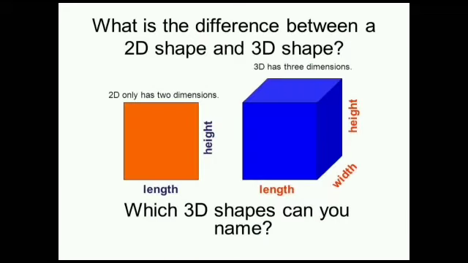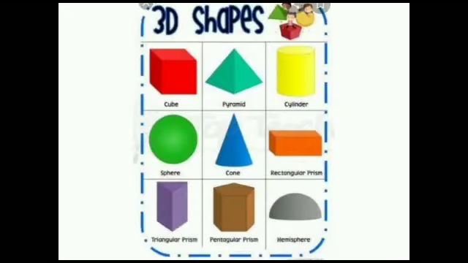What is the difference between a 2D shape and a 3D shape? A 2D shape has only two dimensions, length and height. But a 3D shape has three dimensions, length, width, height. So which 3D shapes can you name? Yes, correct. It is cube. C-U-B-E, cube. These are the 3D shapes: cube, pyramid, cylinder, sphere, cone, rectangular prism, triangular prism, pentagonal prism, hemisphere.